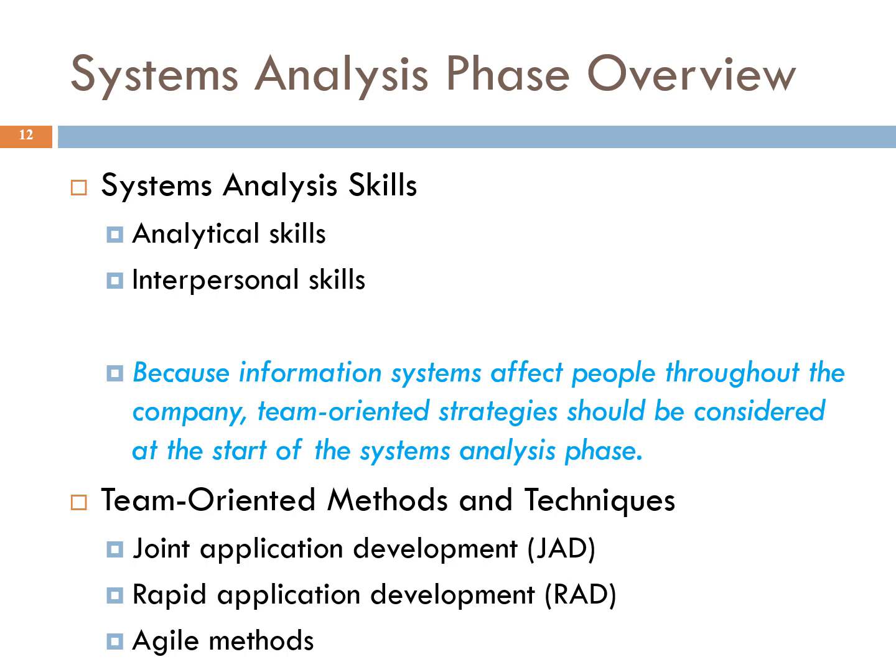In this phase, the skills needed by the system analyst are analytical skills, to analyze, and then interpersonal skills, because in this analysis phase, the system analyst will meet a lot of people and they need to communicate, to talk, to gain understanding and also to get facts. Because information systems affect people throughout the company, team-oriented strategies should be considered at the start of the system analysis phase.